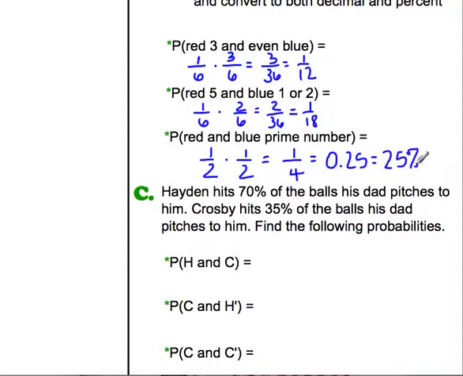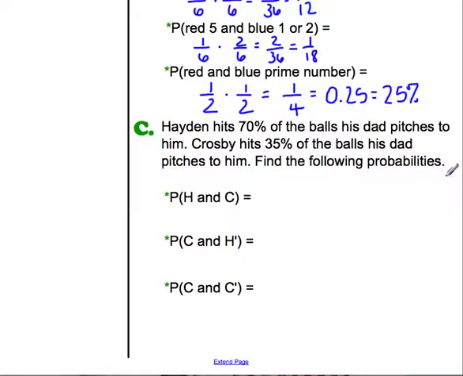Now let's get into something. Next we've got Hayden. Hayden hits 70% of the balls his dad pitches to him, and Crosby hits 35%, hence, go figure, he's 4 years old. His dad pitches to them. Find the following probabilities. So we want the probability of Hayden and Crosby both hitting a ball that their dad pitches to them. So the probability of Hayden is 70%, which I can simplify to 7 out of 10. And the probability of Crosby is 35%, which if I simplify that, I can divide them both by 5, which is 7 out of 20.